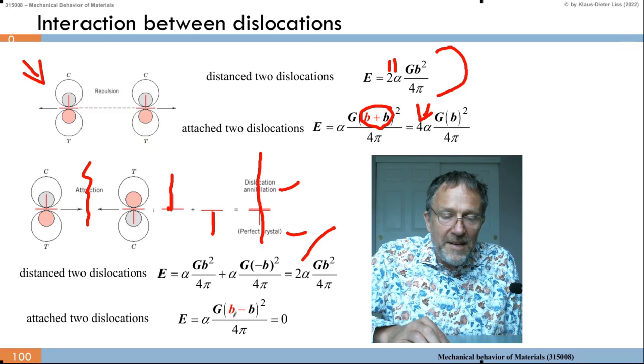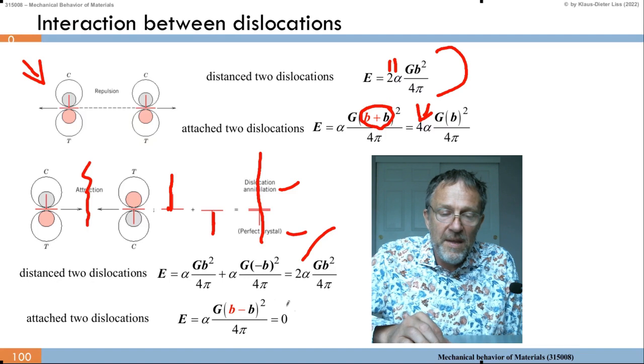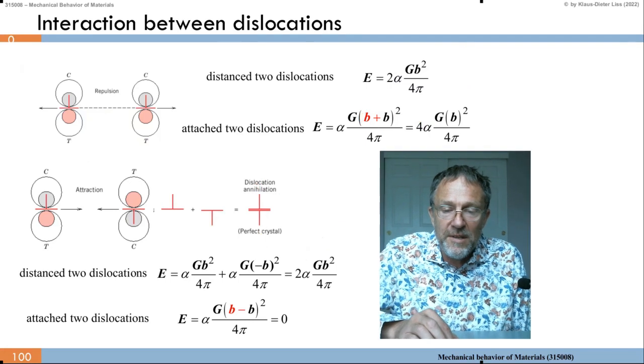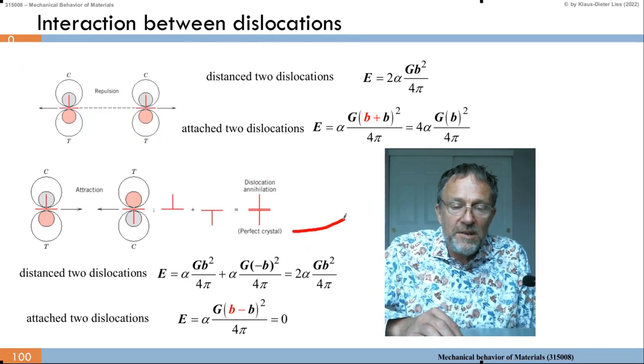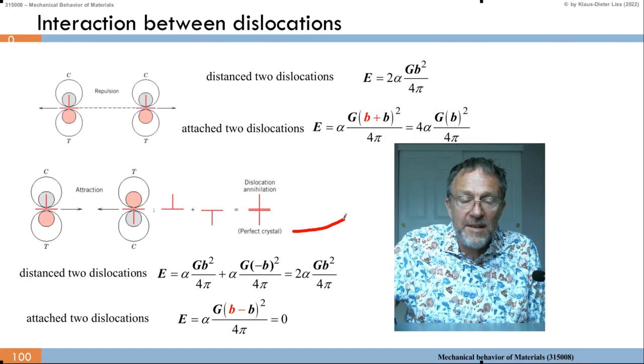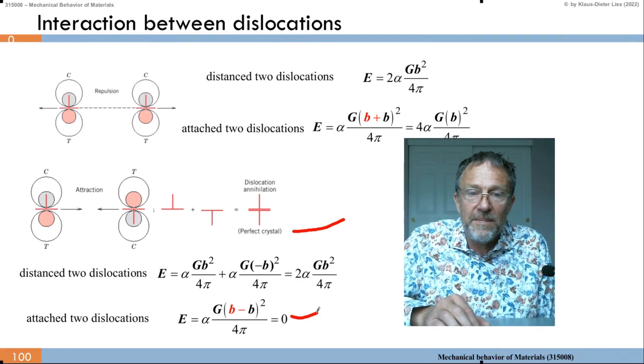So the energy becomes B minus B. The new Burgers vector becomes B minus B, which is 0. To the square is 0. So the energy due to those dislocations, when I put them together, becomes 0. That's why in annihilation, dislocation disappears. When the dislocation disappears, I should have the energy of the perfect crystal. So now extra stored energy by dislocation becomes 0.